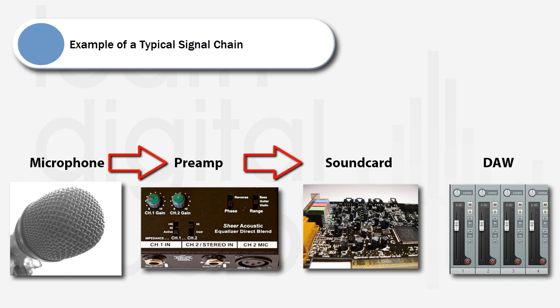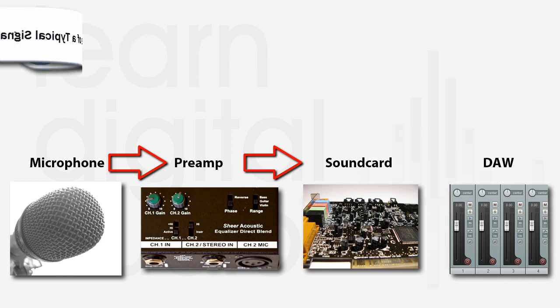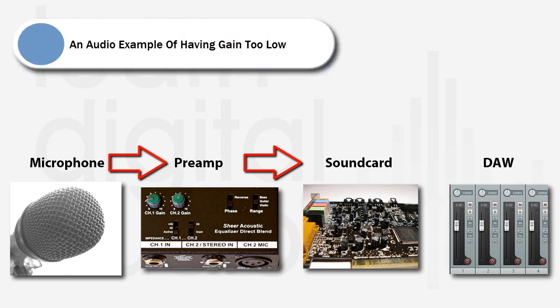The next stage in our chain is our sound card line in. We want to get a healthy signal in to minimize the background noise from our mic and preamp. What would it sound like if our preamp gain was too low? Let's listen. Here is my voice recorded at a good gain level. Here is my voice recorded at a very low level and boosted back up again digitally inside the DAW. You can hear all the annoying background noises from the analog stages.